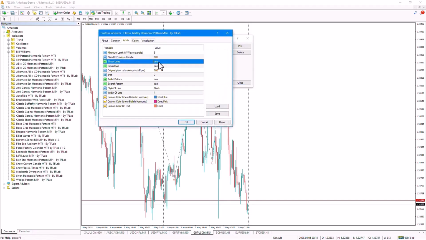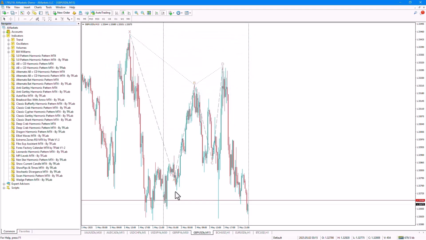In the next section, we can enable or disable the display of harmonic pattern lines, which is enabled by default. In the next section, we can set the pivot break, which is enabled by default. For example, in this section, with the identification of pivot point A, the price has moved downward and broken the pivot downward. Or in this section, point C has also been broken downward.